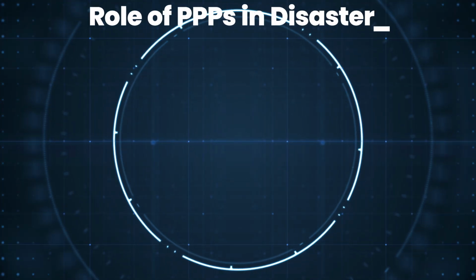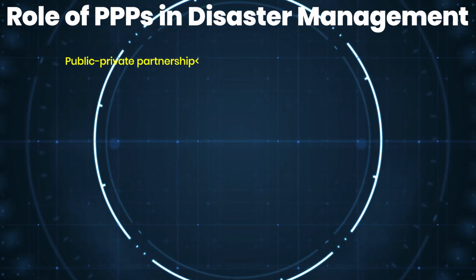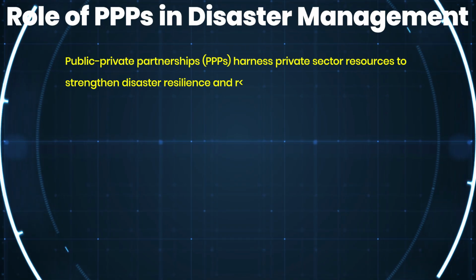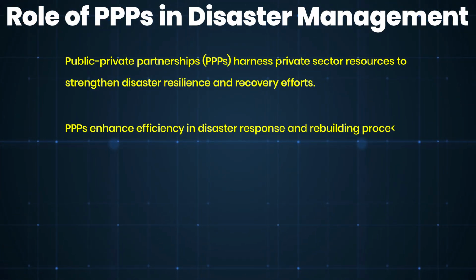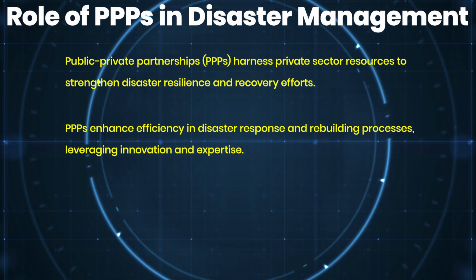Then there is a role of public-private partnership in disaster management. Public-private partnerships harness private sector resources to strengthen disaster resilience and recovery efforts. Examples include Japan's collaboration with private companies to provide logistic support and emergency supplies during disasters. PPPs enhance efficiency in disaster response and rebuilding processes. It leverages innovation and expertise, creating resilience.